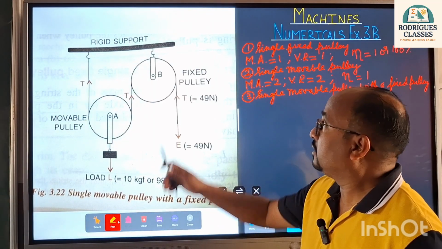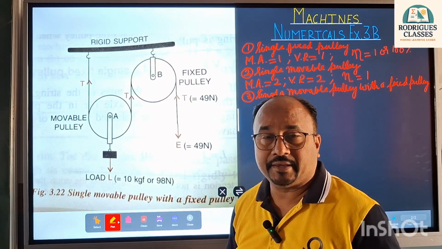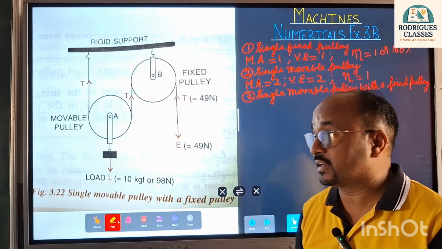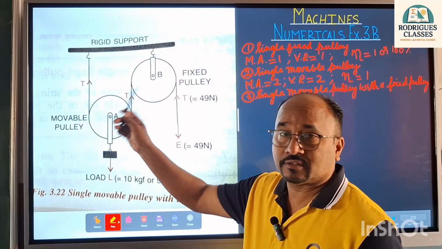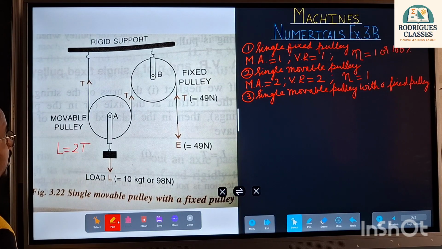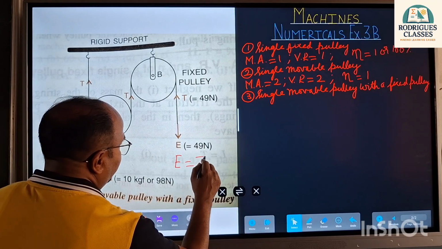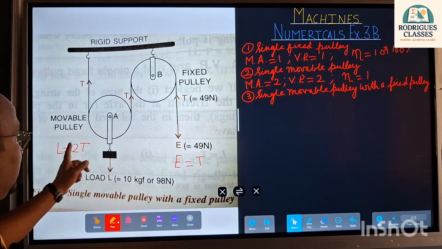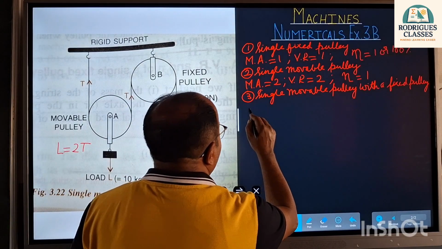Now let us come to a single movable pulley with a fixed pulley. So we are using one fixed pulley here and this pulley is movable. In that case, what happens to the mechanical advantage, velocity ratio and efficiency in an ideal condition? First of all, this load is being balanced by these two tensions. So I get load equals 2T, and this effort is being balanced by this tension, so effort equals tension. If I use the mechanical advantage formula, load by effort, 2T by T, that will give us the mechanical advantage as 2.